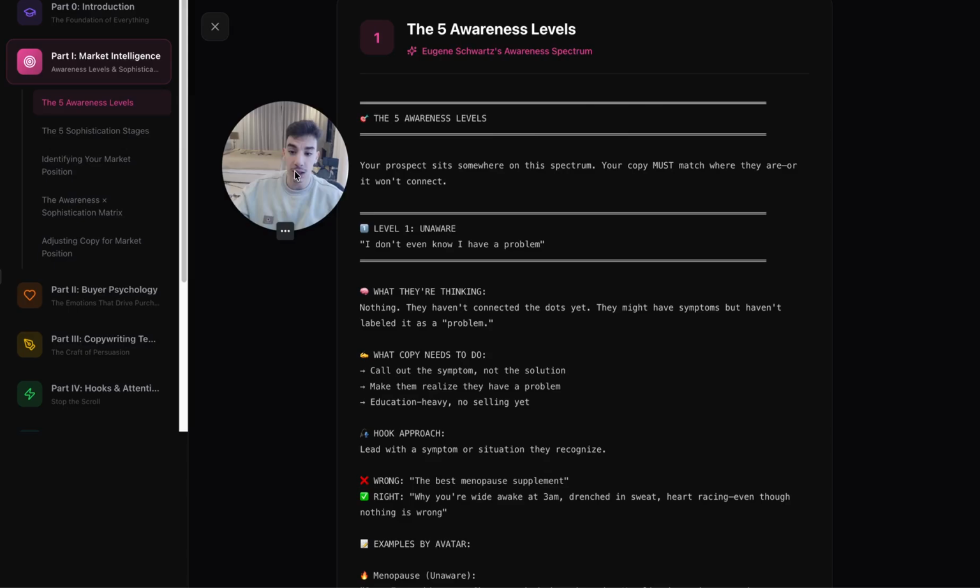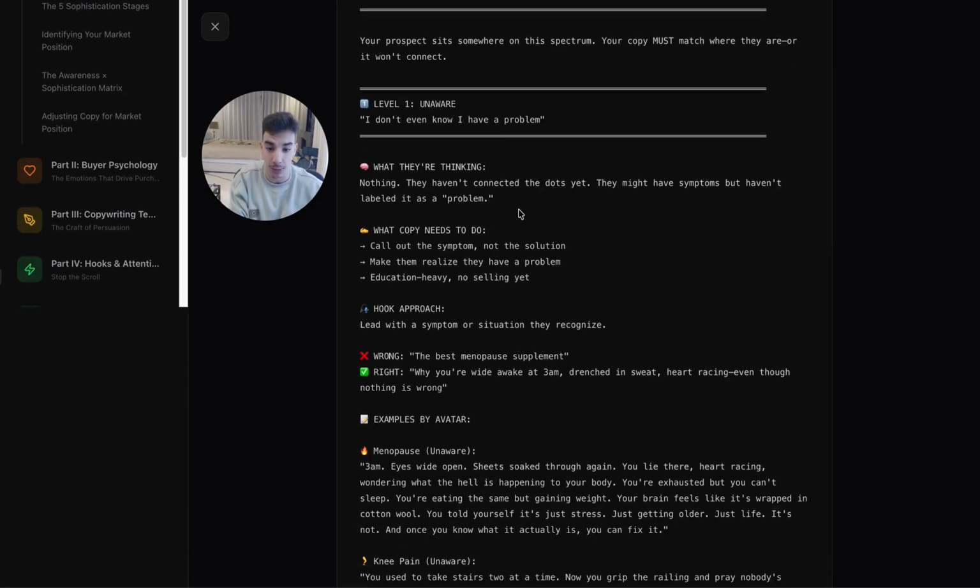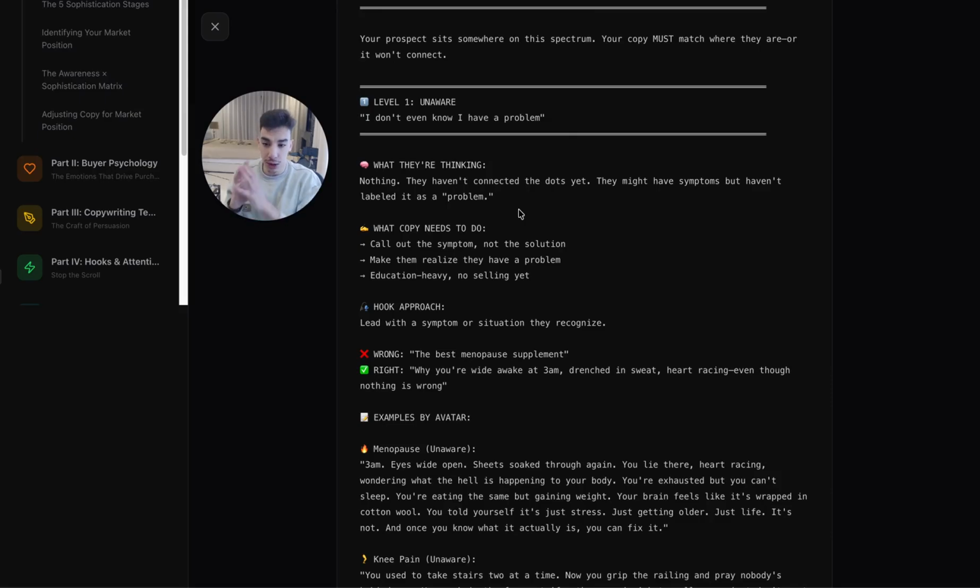For the levels of awareness, we already know there are 5. We already talked about them before, but we're going to repeat ourselves. So, level 1, unaware: I don't even know I have a problem. This is where the real skill happens. This is where you can create a big TAM for your product.